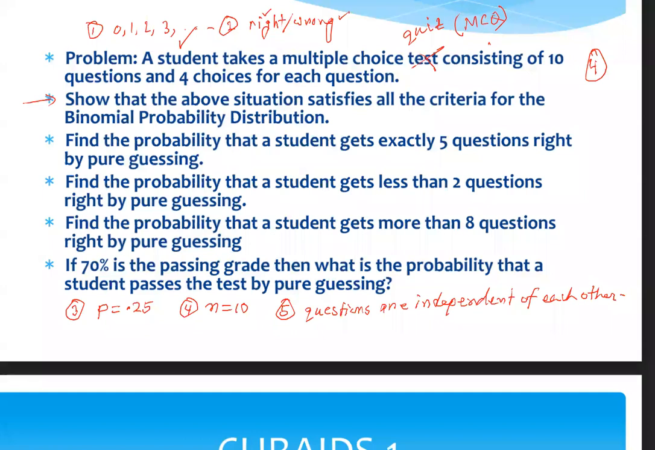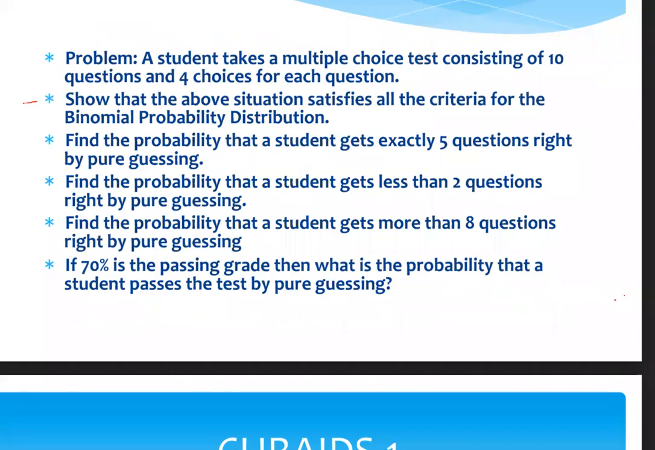Fixed number of trials, then 2 outcomes, independent trials, each trial has the same probability, or each experiment has the same probability. And when you have all of this satisfied, you're good. It's a binomial distribution, and you can go ahead and use the binomial distribution formula.